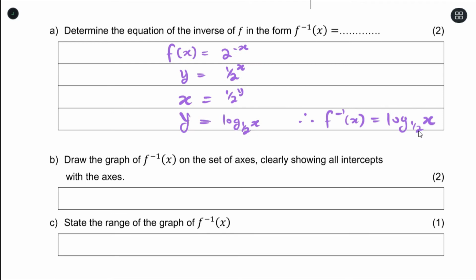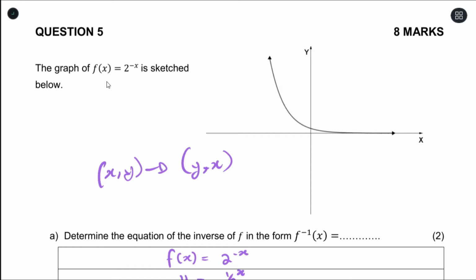B says draw the graph of the inverse on the set of axes, clearly showing all the intercepts with the axis. From the original question, the y-intercept is equal to 1. We know this because when you substitute, it gives you 1 for y. So if our y-intercept is 1, it would mean that our x-intercept for the inverse would be 1, since, as you know, y and x change places. From there, we can draw our graph, and the graph would look like this, more or less.